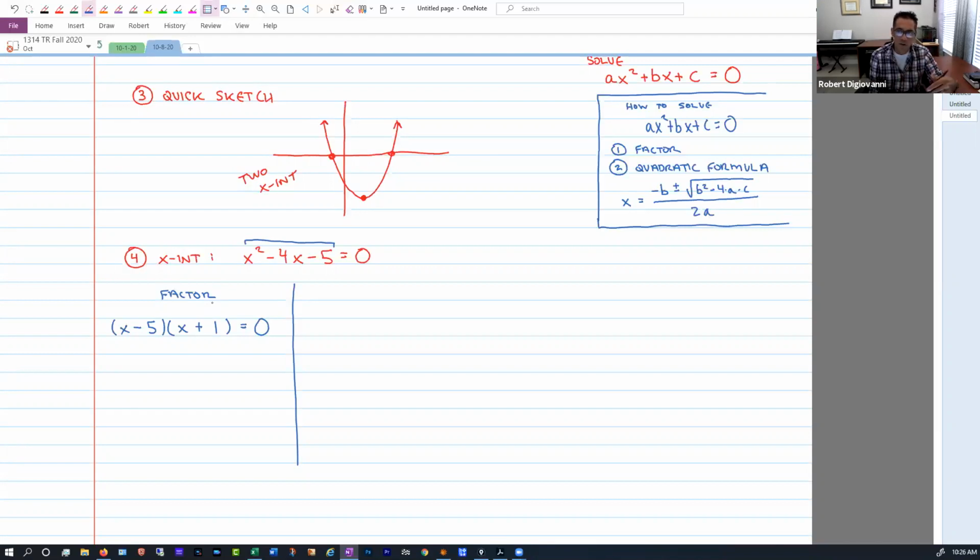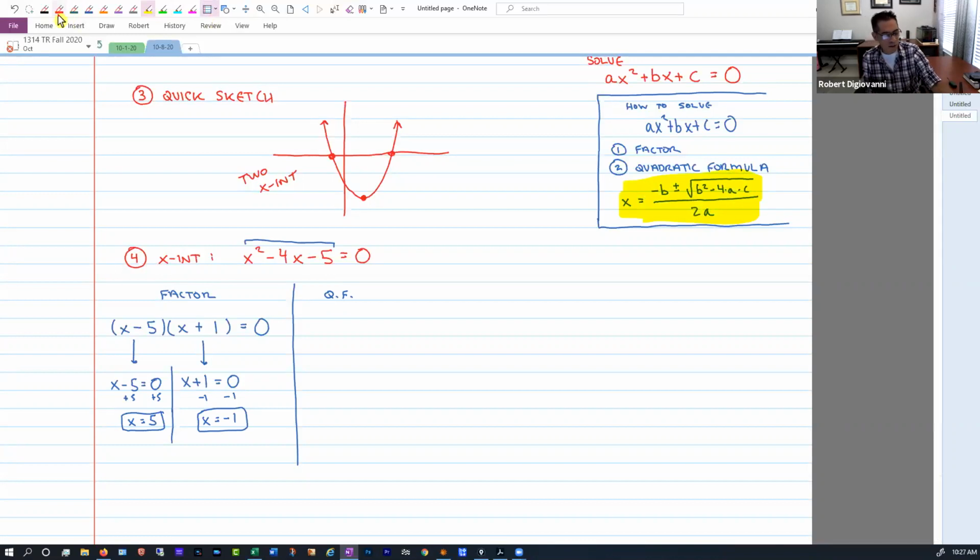But if you could do that quickly, then all you'd have to do now is set each of those equal to 0. Set that to 0, set that to 0. Then solve each of these like little linear equations. So add 5 to both sides, so you get x is 5. And then subtract 1 from both sides, and you get x is negative 1. So if you can factor, that's a very quick process. You just get your 2 answers, 5 and negative 1. If you can't, you have to use the quadratic formula. I'm just going to put QF. And that means you need to use this formula here in yellow.